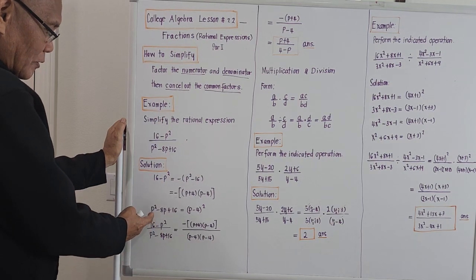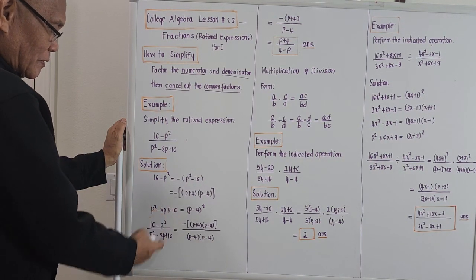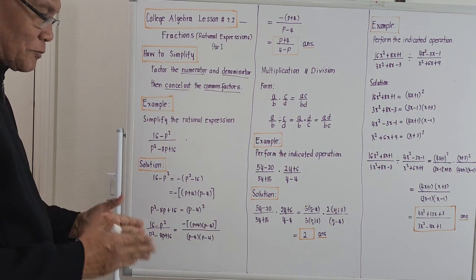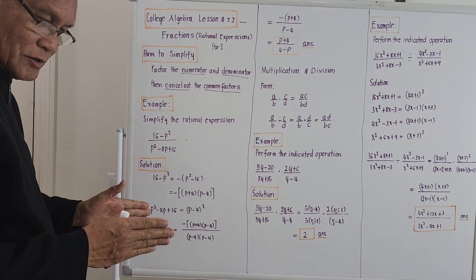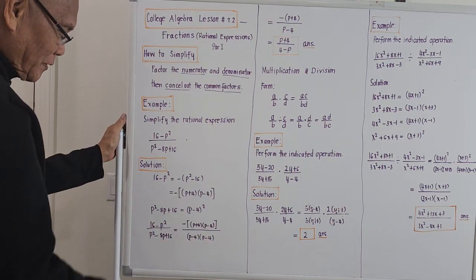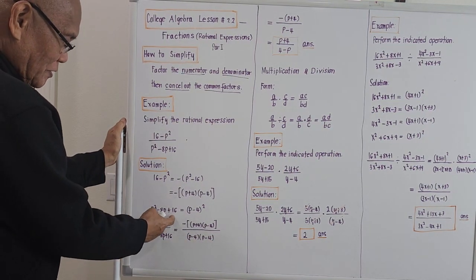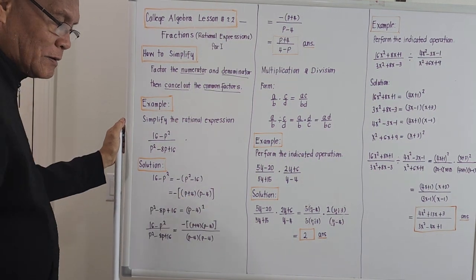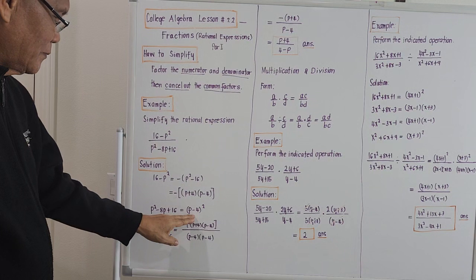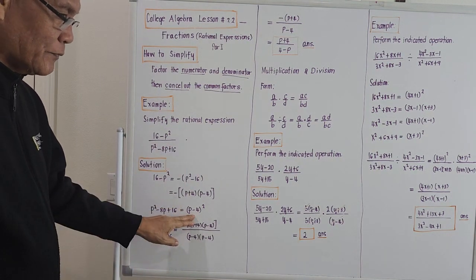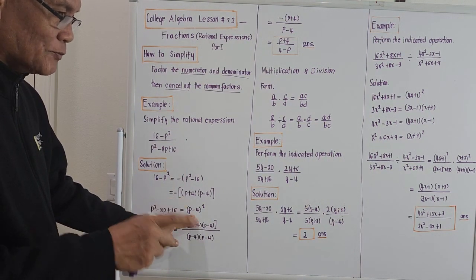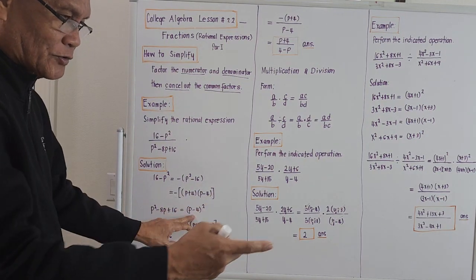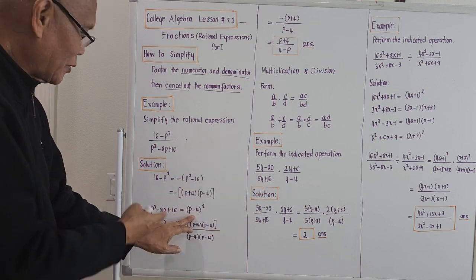For the denominator, p squared minus 8p plus 16. Again, the left hand side is an expansion of the square of a binomial. That is, p squared minus 8p plus 16 can be written as p minus 4 quantity squared. If you try to expand this, the first term will be p squared. The middle term will be minus 4p times 2, that will be negative 8p. And the pure constant will be negative 4 quantity squared, which is plus 16.